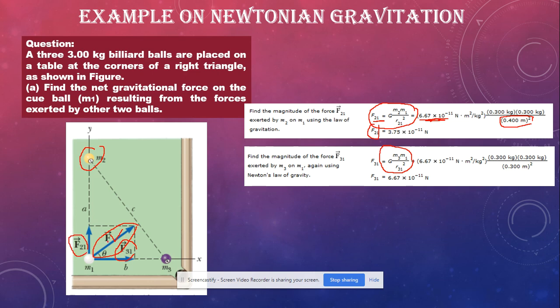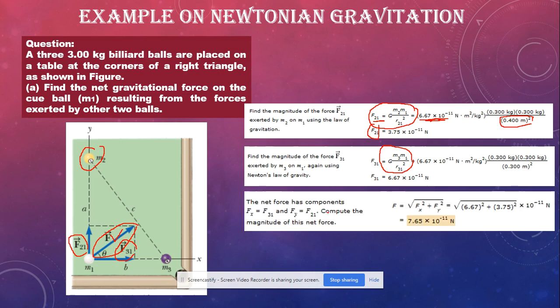Now, to find F, our resultant force, we will apply the Pythagorean theorem, which is this one. So F is equal to the square root of Fx squared, where the force in the x-axis is equal to F31, which is 6.67 times 10 to the power of negative 11, plus the force in the y-axis, which in this case is F21 with the value of 3.75 squared. Substituting everything and calculating it, you will get the value of F net, which is this one. So this is the value of F net.